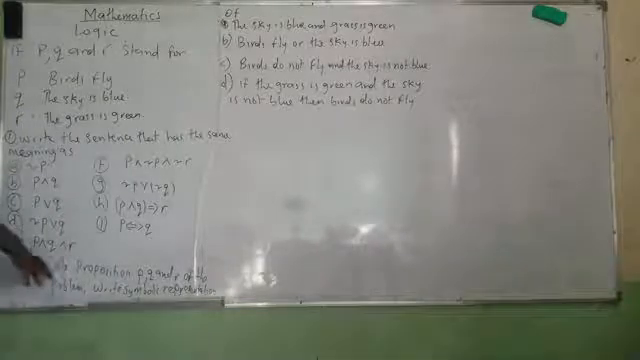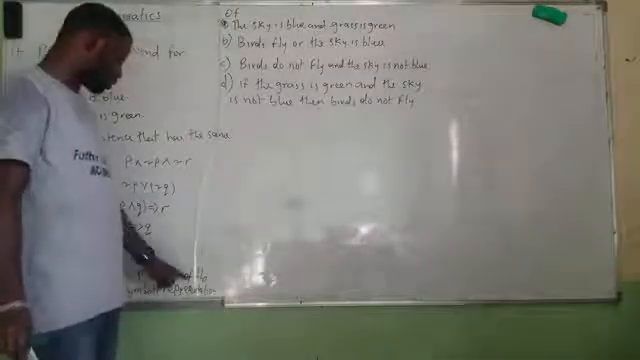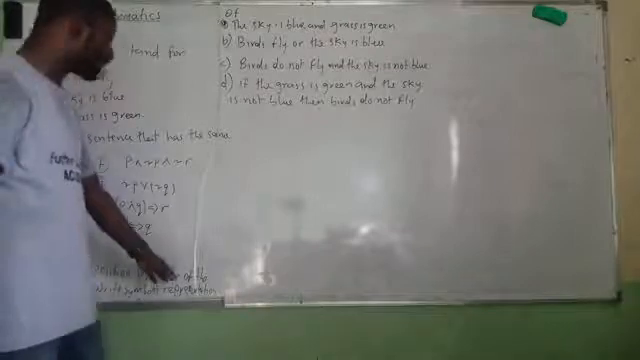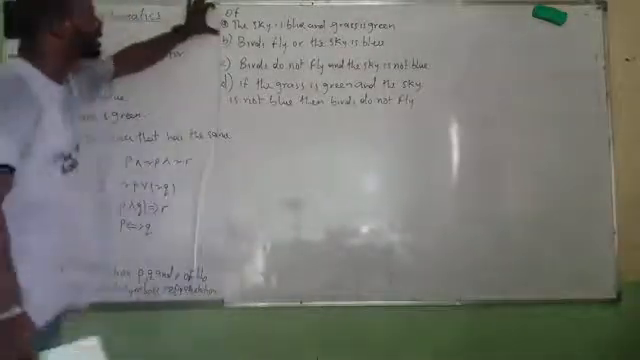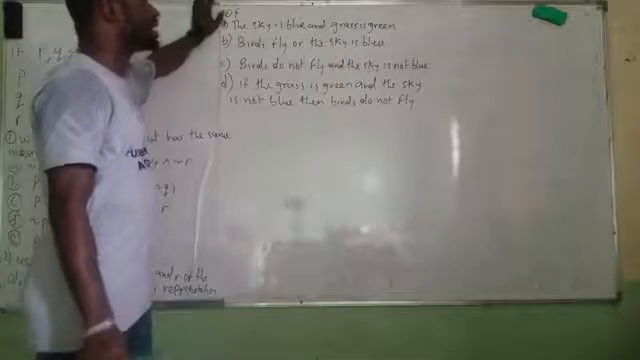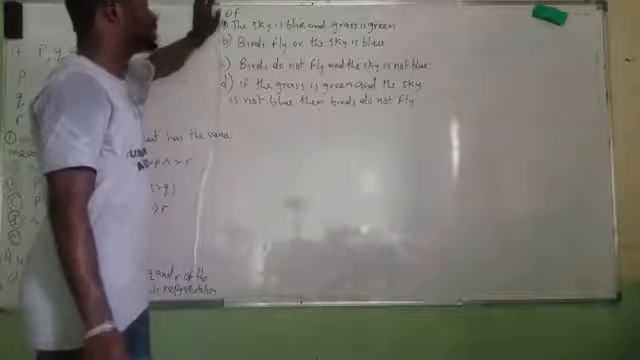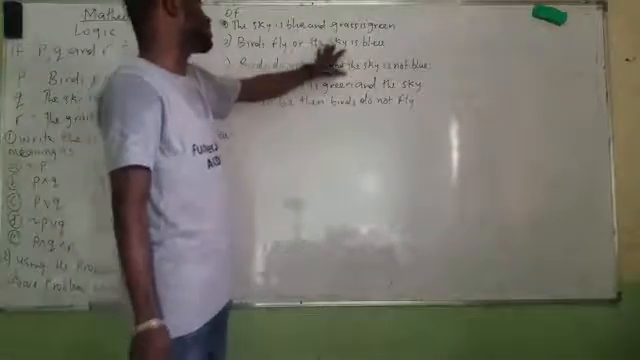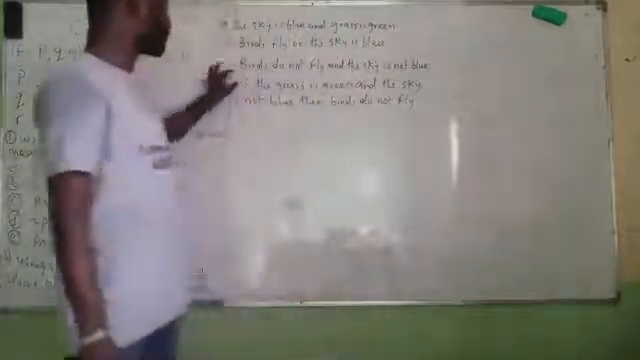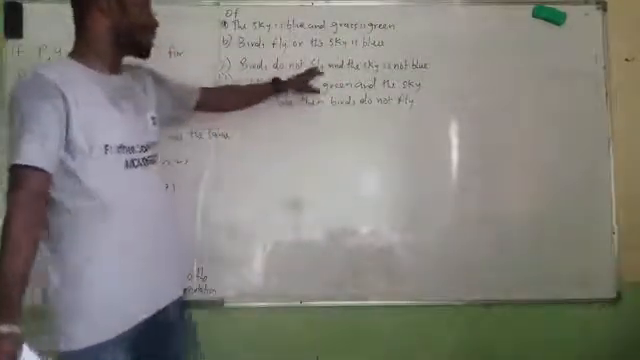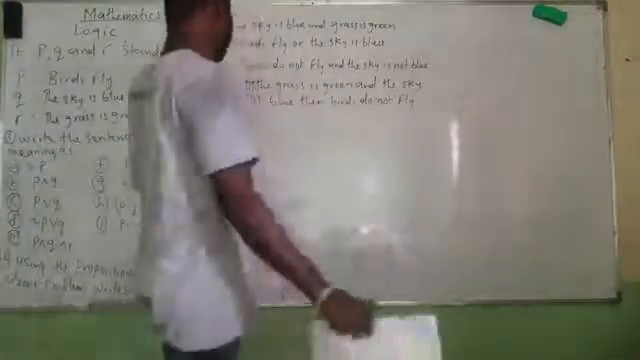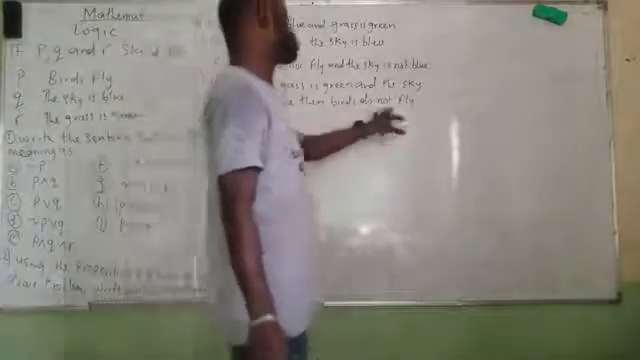Number two, use the propositions P, Q, and R of the above problem. Write the symbolic representation of, number one, the sky is blue and the grass is green. Two, the birds fly, or the sky is blue. Three, the birds do not fly and the sky is not blue. Four, if the grass is green and the sky is not blue, then birds do not fly.